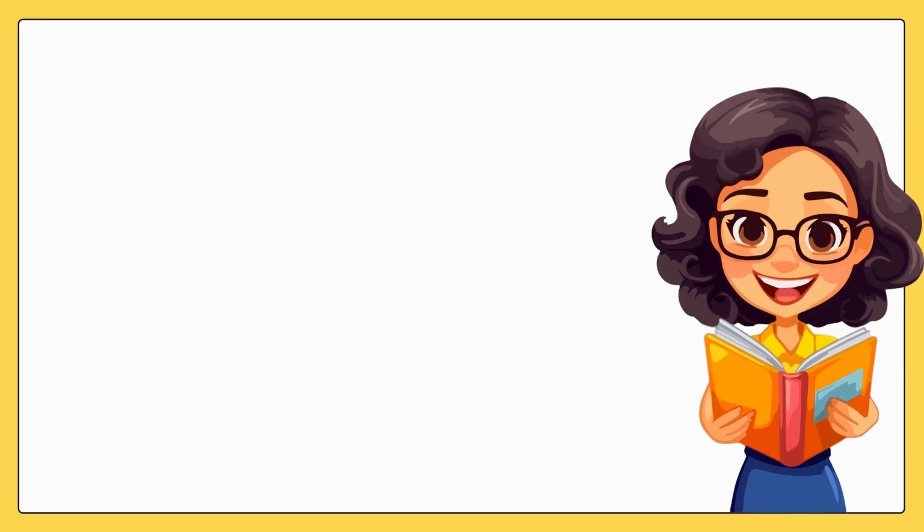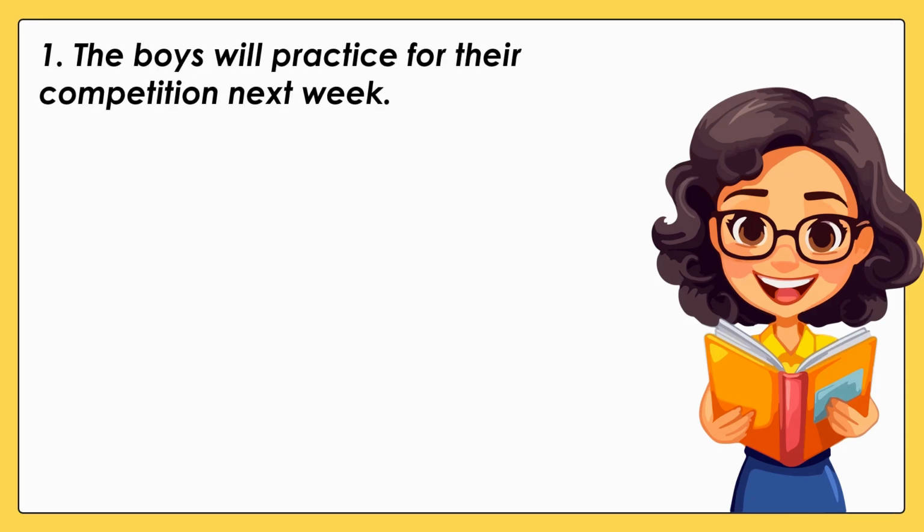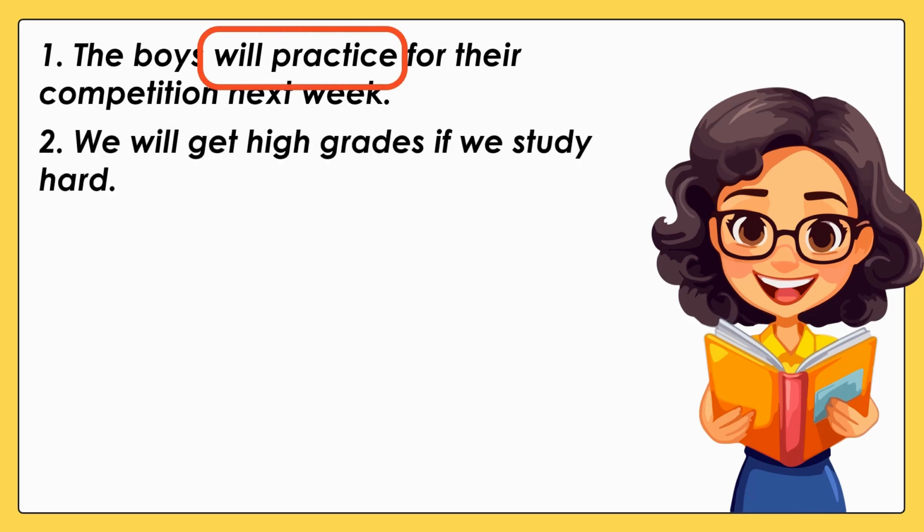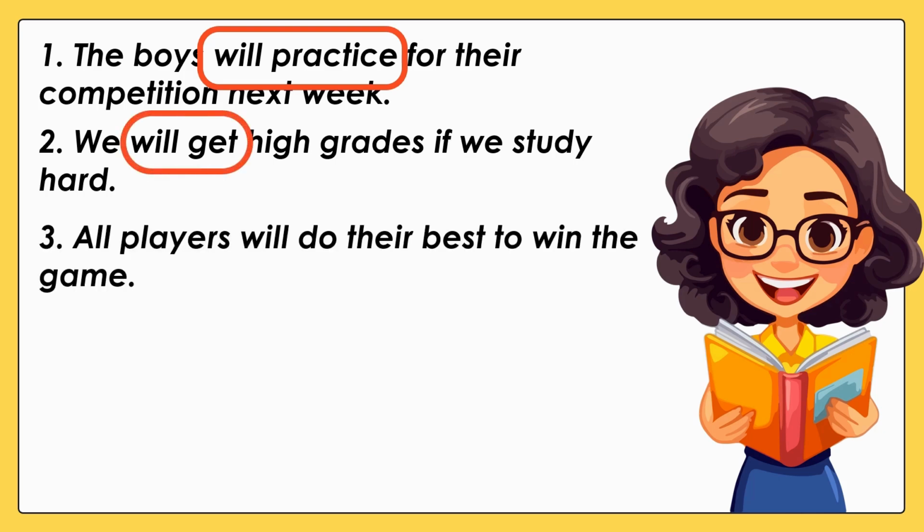Number 1, the boys will practice for their competition next week. The verb is will practice. Number 2, we will get high grades if we study hard. The verb is will get. Number 3, all players will do their best to win the game. The verb is will do.